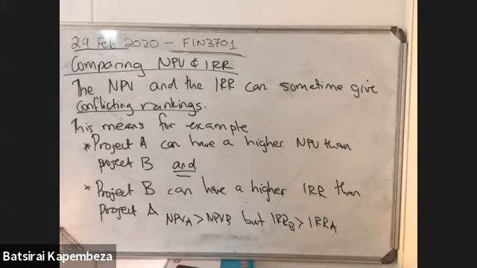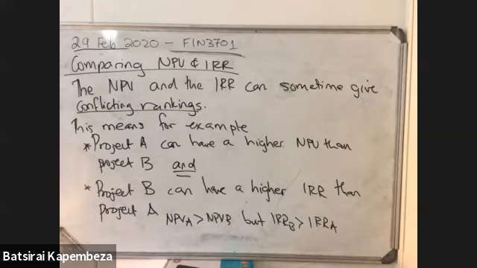So this can create a problem. If one analyst tries to choose a project based on the NPV and another analyst tries to choose a project based on the IRR, those two analysts can end up coming up with conflicting rankings. One party is saying one thing and the other party is saying another thing, right?